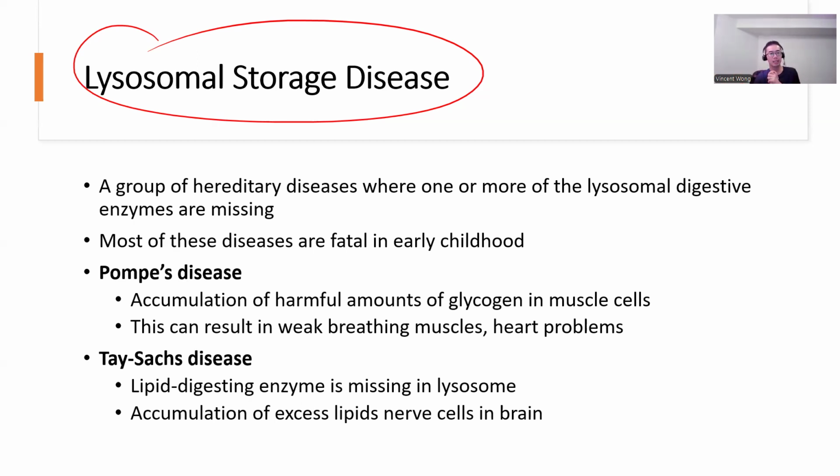Okay. Tay-Sachs disease is another one. In fact, people can do genetic screening for this even before the baby is born. And they are missing a lipid digesting enzyme. And so there is going to be excess lipid buildup in the brain cells, interfering with brain development. Okay, so all those are related to missing enzymes in the lysosome.